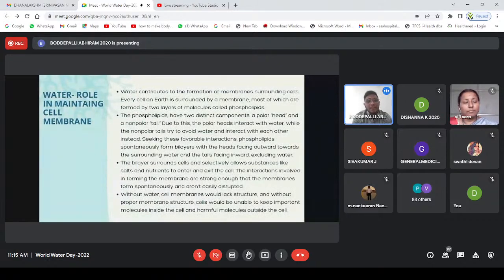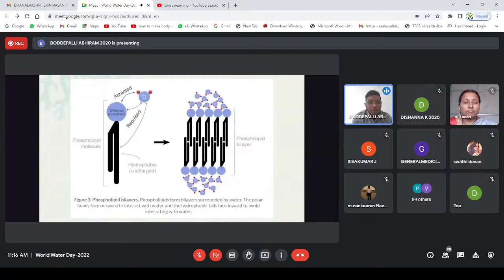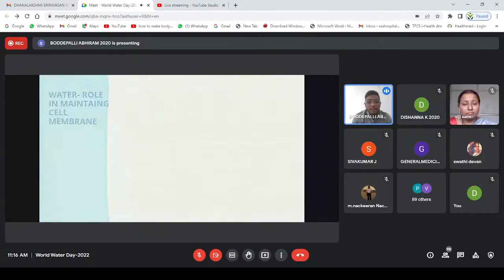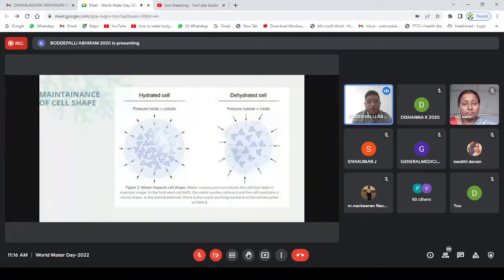The next topic is the importance of water in maintaining the cell membrane. Water contributes to the formation of membranes by the rearrangement of phospholipids. We know that phospholipids have two distinct components, the polar head and the non-polar tail. As we can see in the picture here, the hydrophilic head is oriented in such a way that it faces outwards, and the hydrophobic tail is facing inwards. This helps in maintaining a cell membrane that is not easily disrupted. The importance of the cell membrane is the presence of structure, and without proper membrane structure, the substances in the cell are not maintained properly.